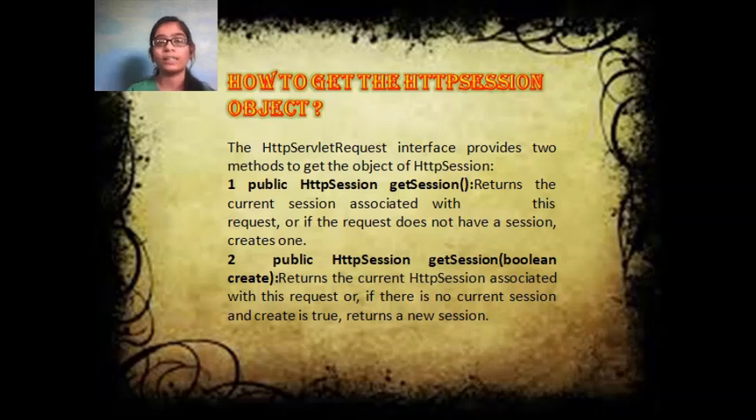To get the HttpSession object, there are mainly two methods. The first one is public HttpSession getSession(), which returns the current session associated with this request, or if the request does not have a session, it creates one. Another is the same, public HttpSession getSession(), but with the parameter boolean create. It returns the current HttpSession associated with this request, or if there is no current session, it creates and returns a new session.